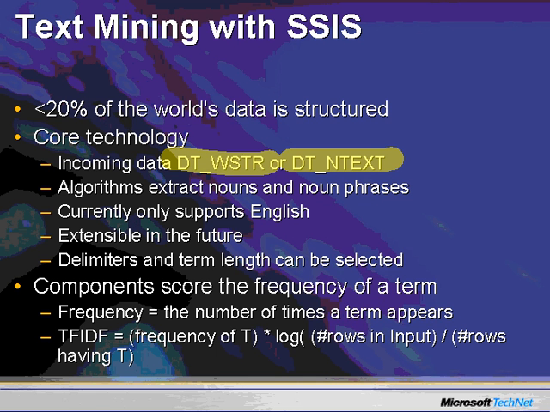And then what the components do is they score the terms that they find based on the frequency. Now, there's a very basic score which is called frequency, and that's just the number of times a term appears. And then there's a more complex frequency score called TF-IDF, which is really the term frequency as it relates to the frequency in the entire document. In other words, how does the number of times you find it in this row compare to the total rows in the document? And that's a very useful measure when you're trying to understand the frequency of something in the entire data flow.